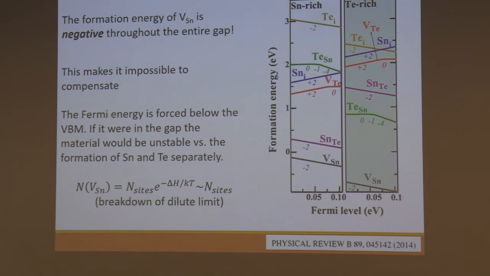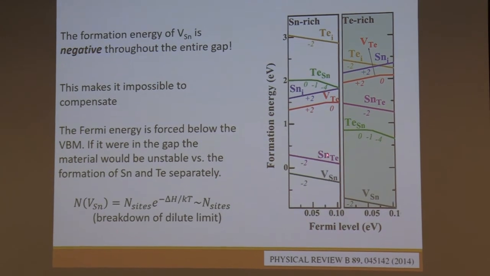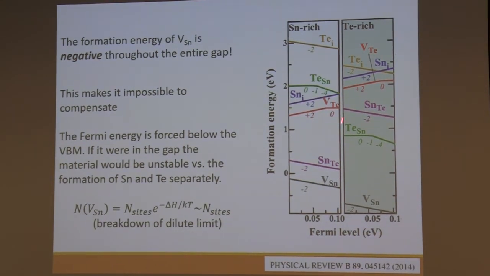This had an interesting consequence. You can tell this one is from the paper because we have tons of different defects and it looks really messy. In this case, what we found was it doesn't matter what growth condition you're under. Whether you're under a tin-rich condition or a tellurium-rich condition, the formation energy of the vacancy is negative over the entire range of the Fermi energy, which would be in the gap.